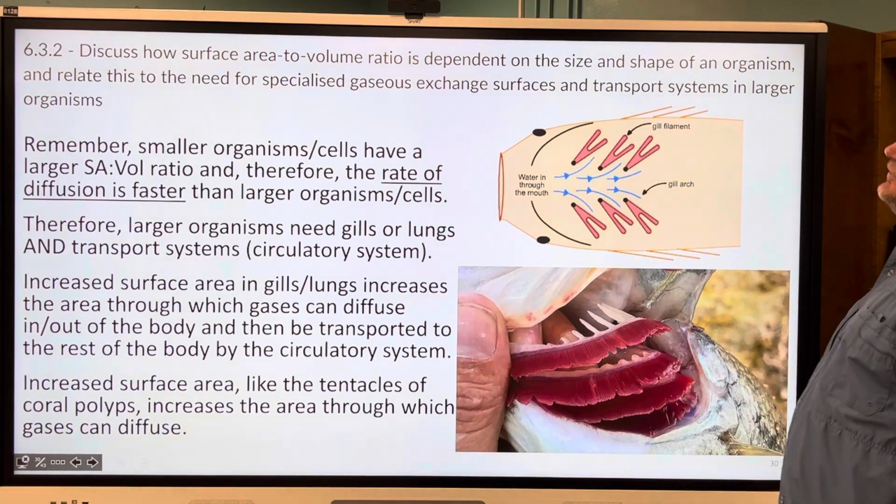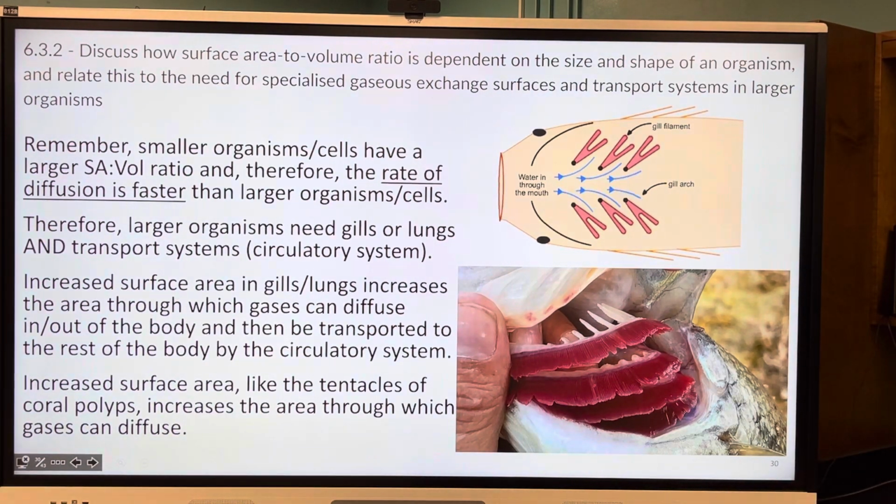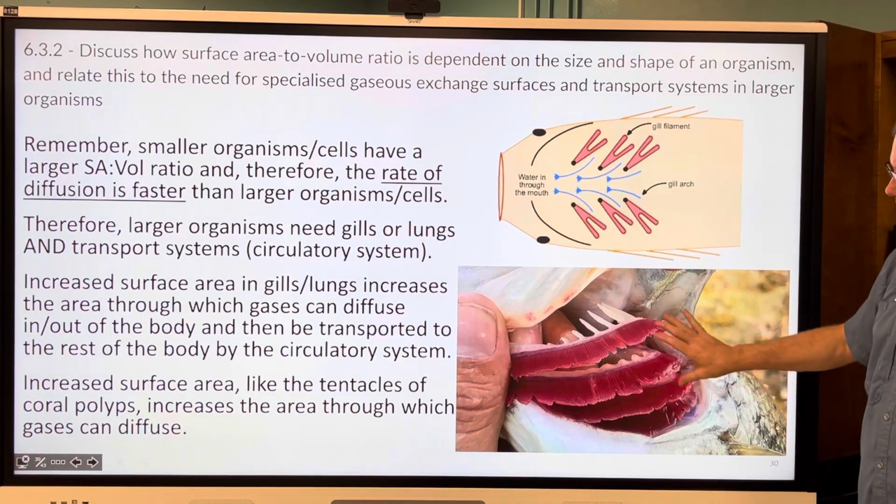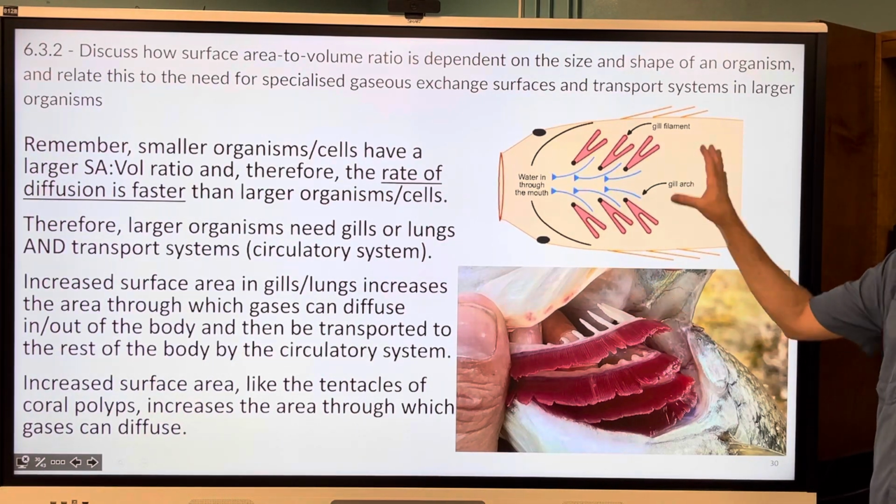All right, surface area to volume is dependent on size and shape of an organism, and relate this to the need for specialized gaseous exchange surfaces and transport systems in larger organisms. Okay, so just kind of fill in the blanks here. This is a really good picture. We're going to talk more about what these pieces are and how they relate to what we're talking about.